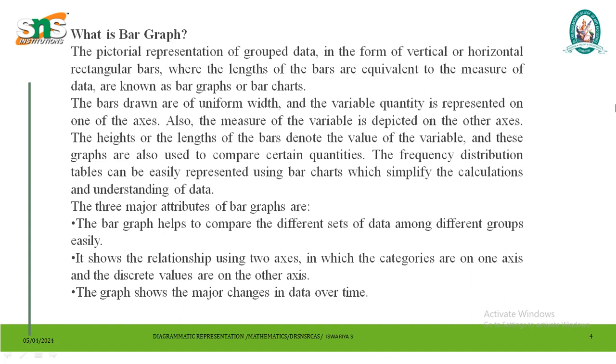The three major attributes of bar graphs are: the bar graph helps to compare the different sets of data among different groups easily. It shows the relationship using two axes, in which the categories are on one axis and the discrete values are on the other axis. The graph shows the major changes in data over time.